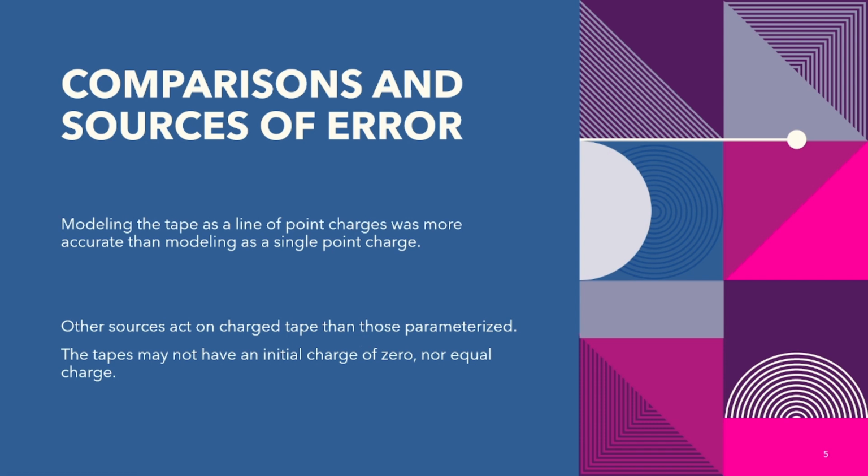Comparison and sources of error. Modeling the tape as a line of point charges is more accurate than modeling it as a single point because the uniform charge, quote unquote, is going to accurately reflect the entire length of the tape, because charges will obviously be spread out along the entire length. And other sources of error would be other forces acting on the charge tape than those parameterized in the code. In the code, we have no other forces acting on the tape. At least that's how I've defined it.